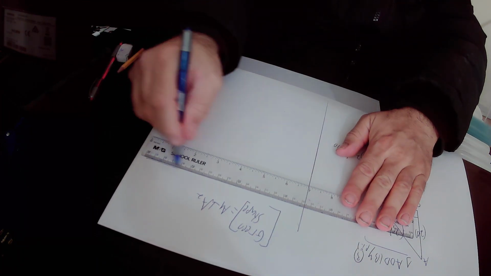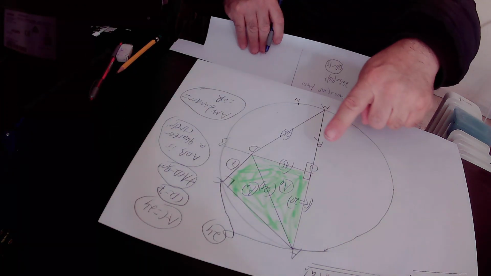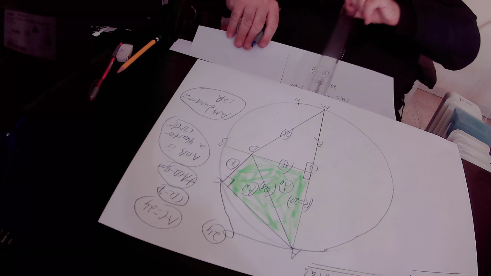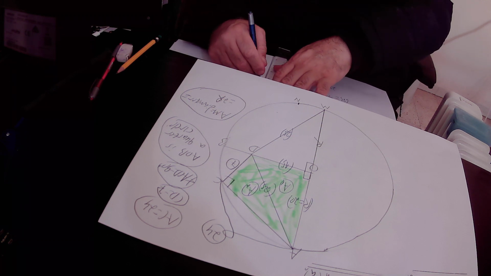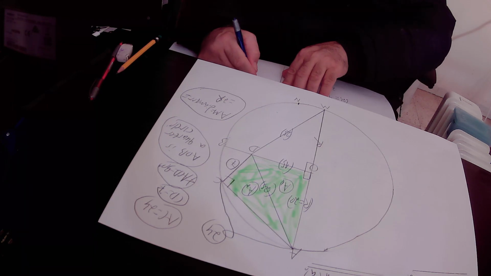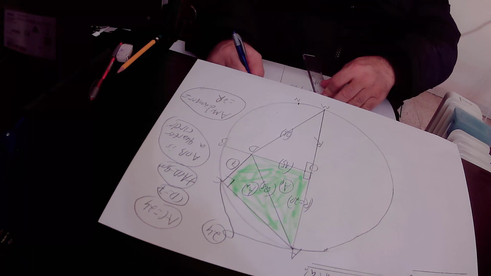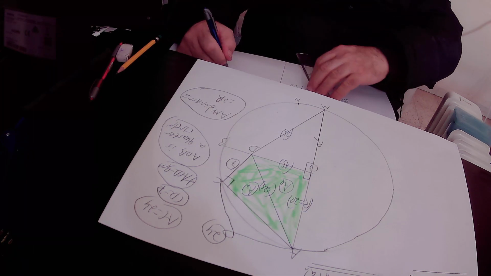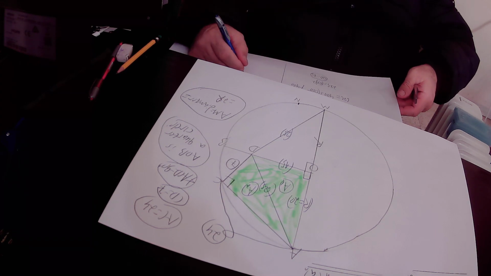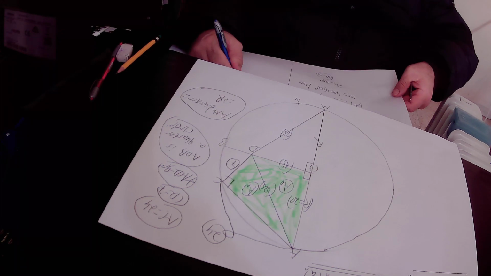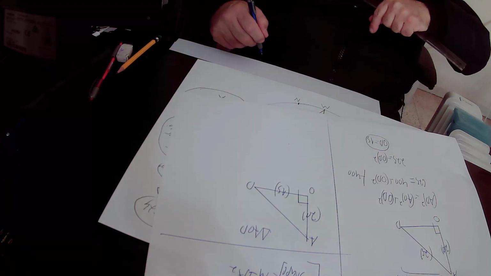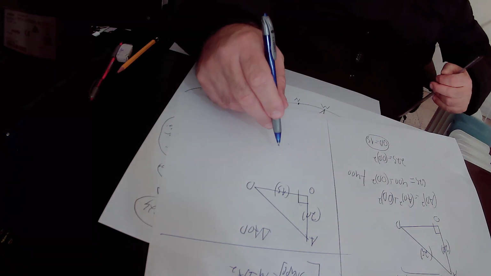A1 is the area of the right triangle AOD. So I'll copy again the right triangle AOD and we will find the area of this right triangle. This is the right triangle AOD that I copied from the original domain. A1 is the area of this right triangle.